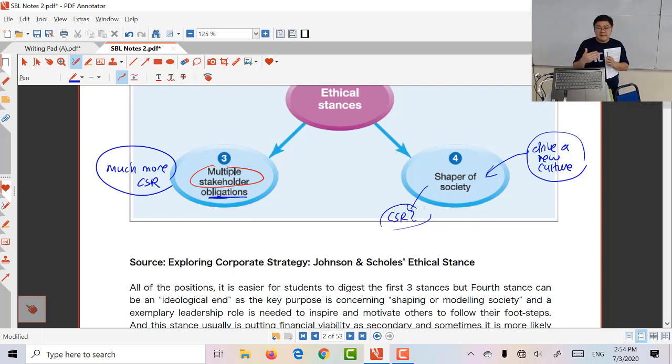Now, that's like the Melinda Foundation. Bill Gates has this foundation that is doing research in AIDS. All right, I think it's AIDS, if I'm not wrong. Or cancer. I think it's AIDS. So, that's an example of a shaper of society.